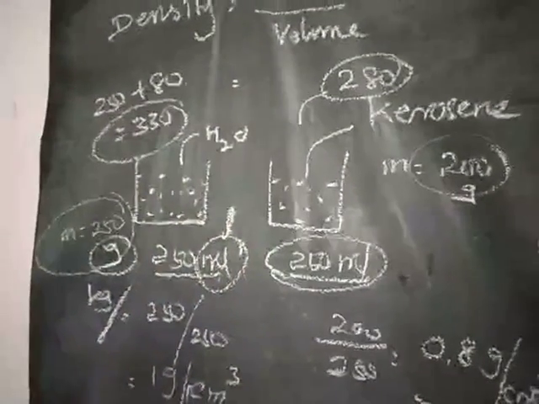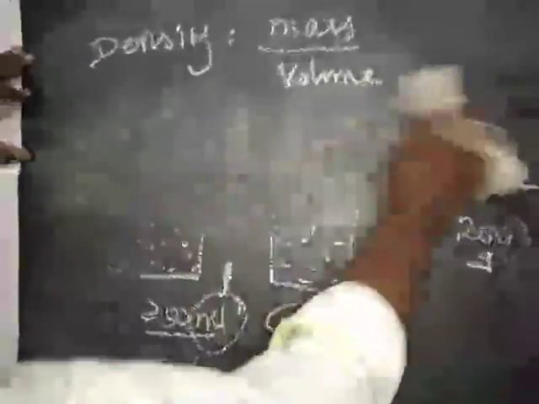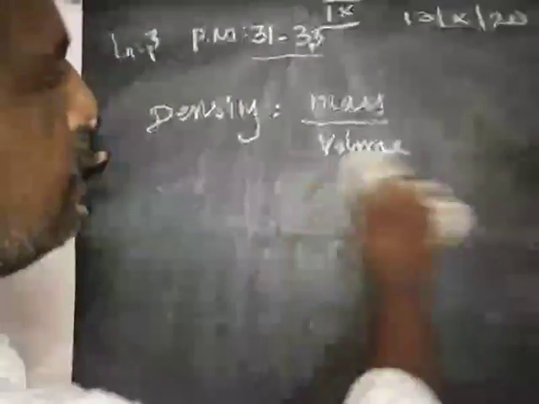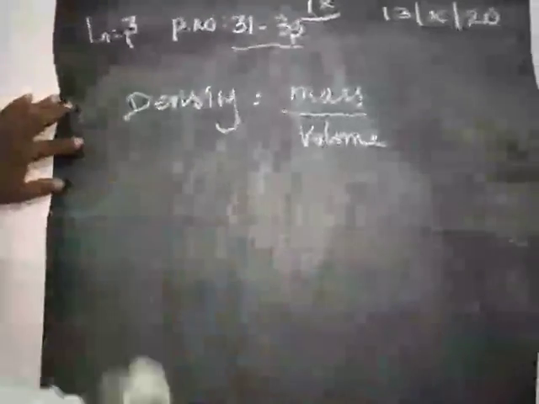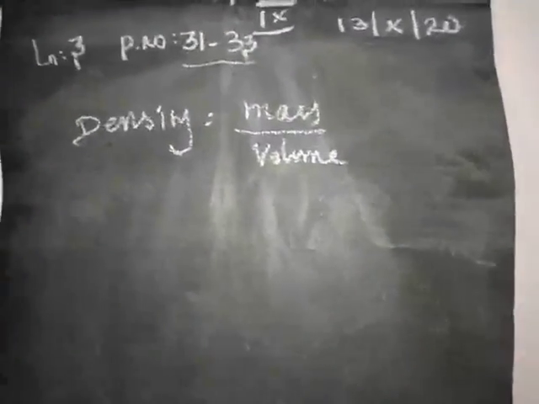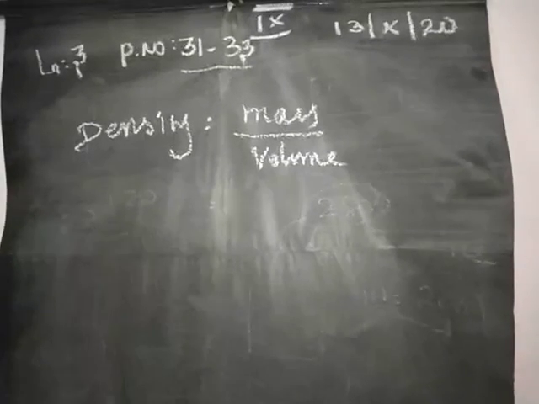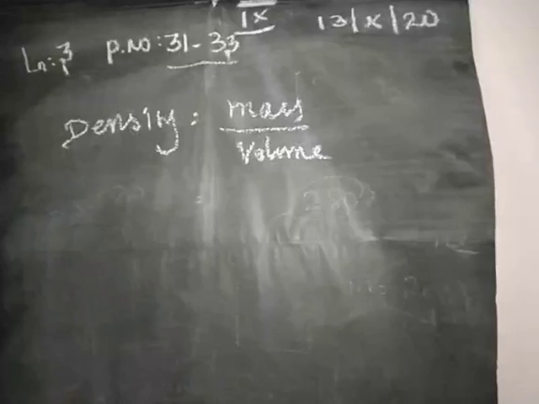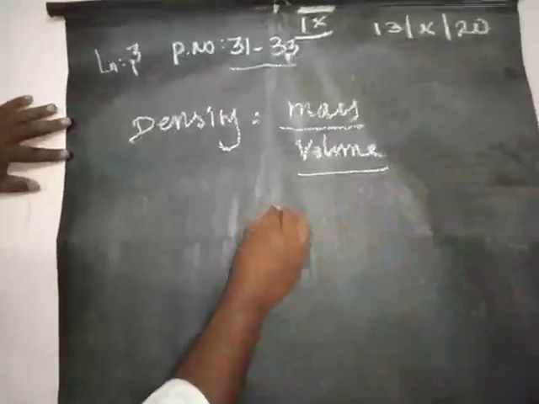So based on this, we have to give the definition for density. Density is defined as the amount of mass present per unit volume of the given substance. Per unit volume of the given substance.